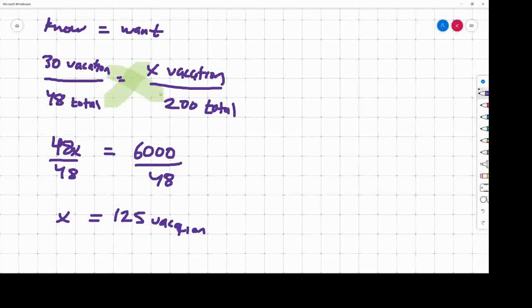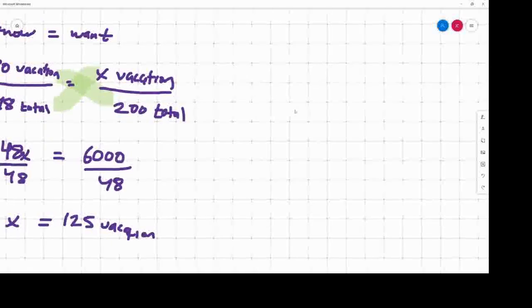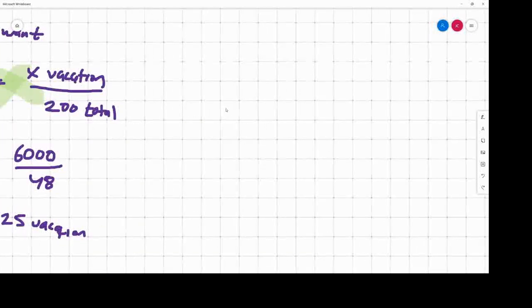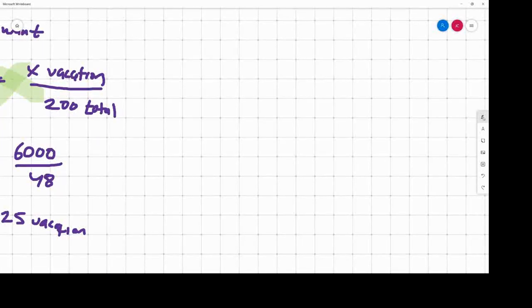Right, so out of these 200, it's expected that 125 students are going to go on vacation based on this sample that Adam took earlier. Now, we can also answer this question with a ratio table. All right, so let's set that up over here. So once again, we know that 30 are going on vacation out of the 48 sampled.